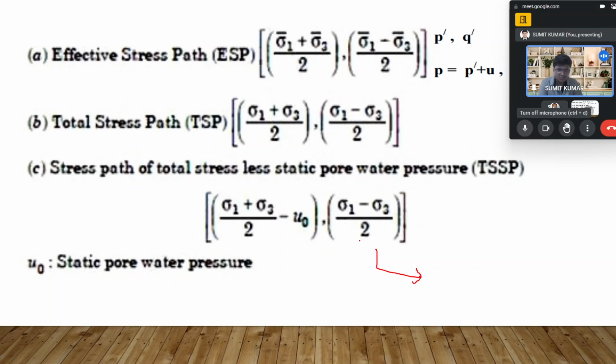I think audio and video are clear. If there is any problem at any point of time, you can state it and I will try to rectify it. Okay, so now I am going to explain why sigma 1 minus sigma 3 is equal to sigma 1 dash minus sigma 3 dash.